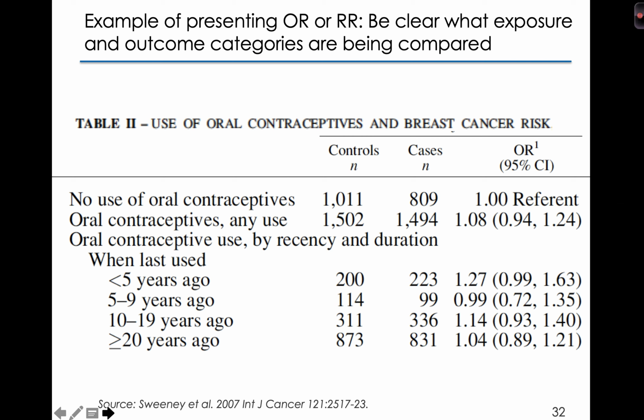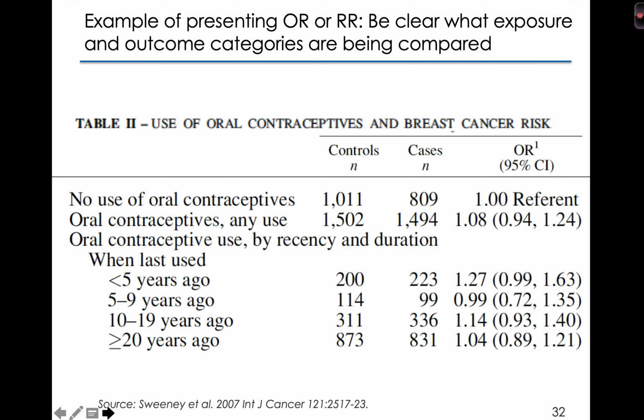But frankly, based on prior literature and some prior hypotheses, I further broke down the exposed category into 4 different subgroups according to when they reported their most recent use or their last use of oral contraceptives. So within 5 years, 5 to 9, 10 to 19, and so on. And so then I've calculated an odds ratio for each of those subcategories, and those are still being compared to the no use as the referent category. And hopefully once you get used to it, that's clear.